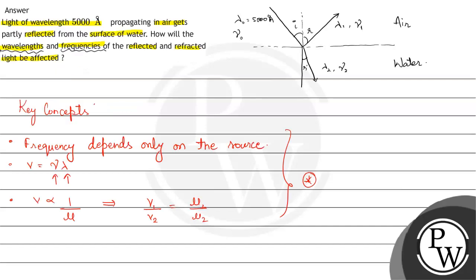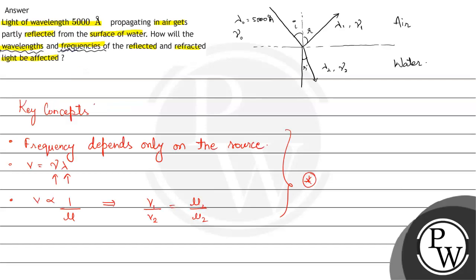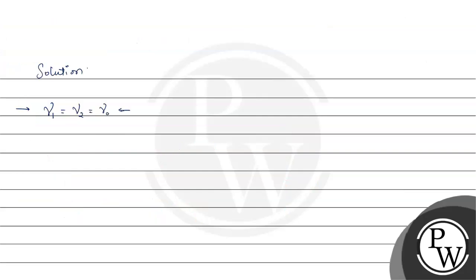So for the solution part, what do we have? The frequency of the reflected ray will be equal to the frequency of the refracted ray, which will be equal to the frequency of the incoming ray. Okay, because we know that frequency does not depend on the medium. Hence, from here we can say that the frequency of both the rays will be equal. And the second thing that we need to find is lambda 1 upon lambda 2.